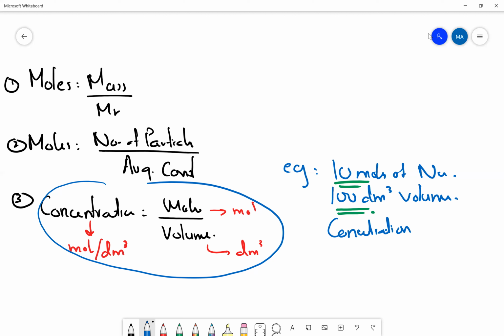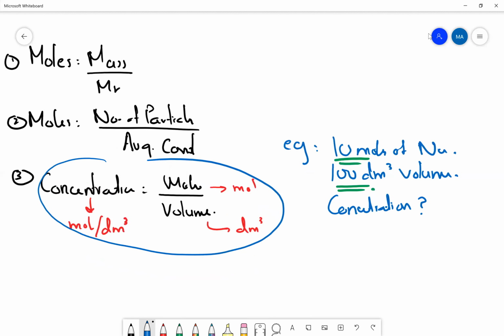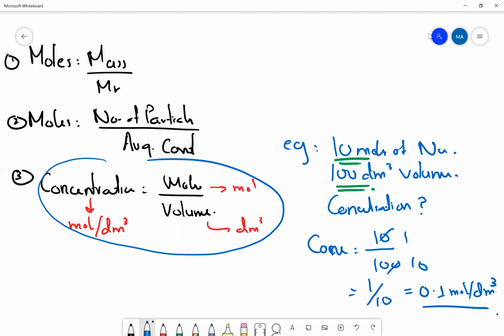So can you use this formula to figure out concentration, Dua? Yes, you'll just have to input the two quantities, right? And you won't even have to convert any units. All of the units are in the appropriate forms. So concentration is equal to moles, 10, over volume, 100. So concentration is equal to 1 by 10. Write it in decimal form, 0.1 moles per decimeter cube, right? This is how you use this formula.